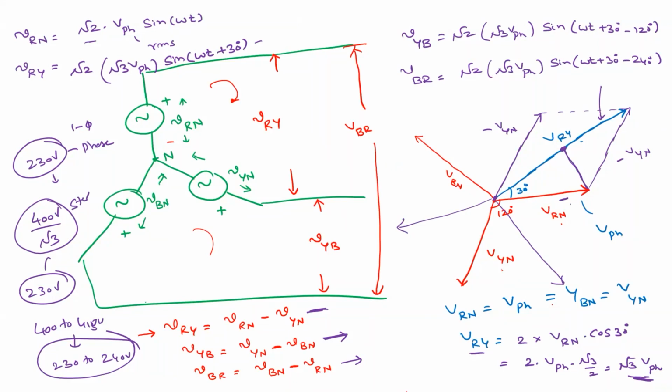Sir, why is VRN equal to root 2 times V phase? We assume this is the peak value and V phase is the RMS value, right? So the peak value is represented by multiplying with root 2 only, no? Okay, got it, sir. Thank you.